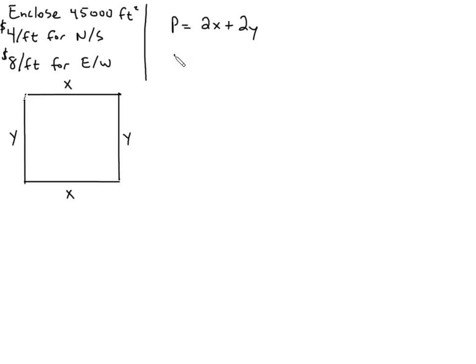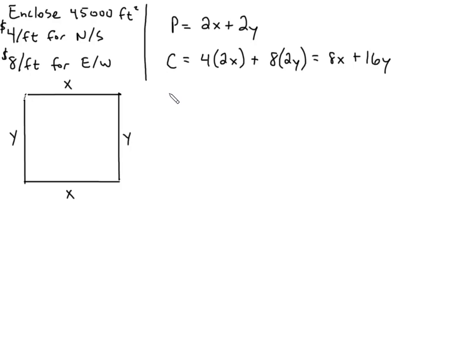It says that for the north and south facing walls, it's $4 per foot. And how many feet do we have? We have 2x feet. So basically we just take the price per foot, $4, and multiply it by the number of feet that there are, so that's 4 times 2x. Then to that we add the cost per foot of the east and west ones, and that's $8 per foot, and we multiply that by the number of feet that we have, so that's 2y. And so that gives us 8x plus 16y. So what we're trying to do is minimize C, the cost.